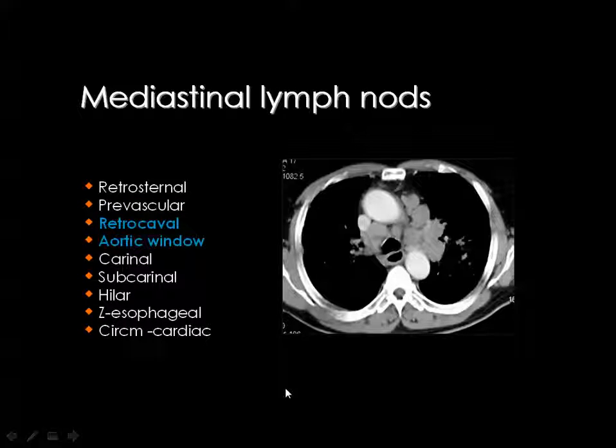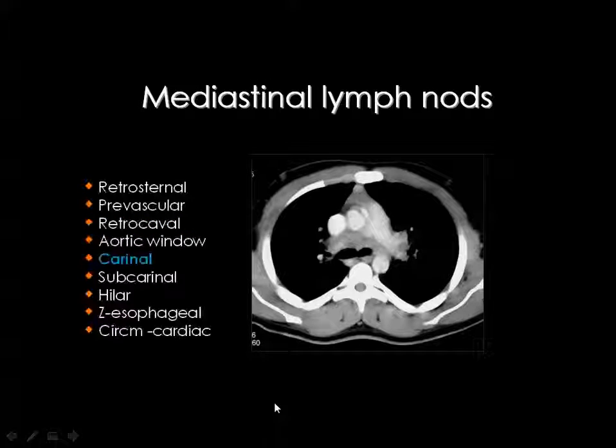Then you come to the fourth group, which is the aortic window. This is the group of lymph nodes which appear between the ascending and the descending aorta above the pulmonary artery, and this is what we call the aortic window lymph nodes.